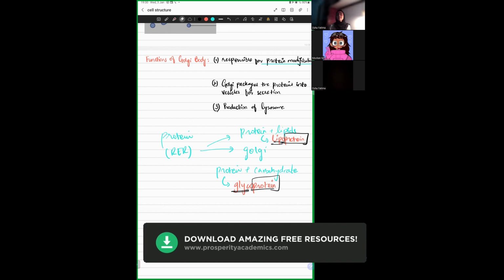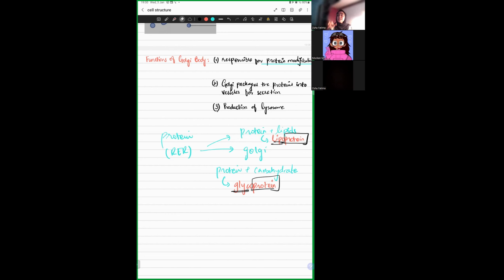So in any case, this final protein, after the modification process has been completed, needs to get out of the Golgi. Why? Either the cell needs to use it, or it has to be exported out of the cell. So in any case, this modified protein needs to get out of the Golgi. So all these modified proteins are now packaged by the Golgi body. Okay? Once their modification is complete, the Golgi packages them.